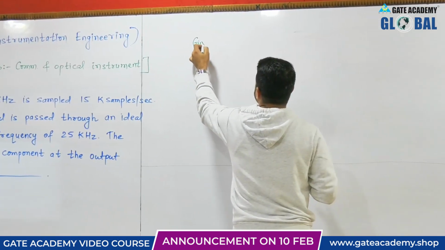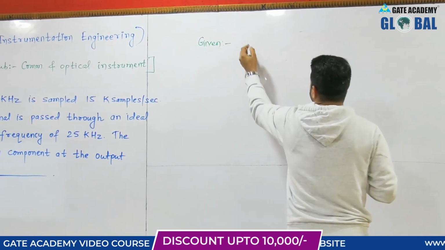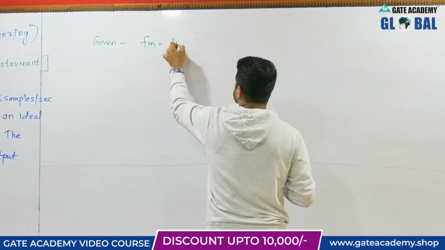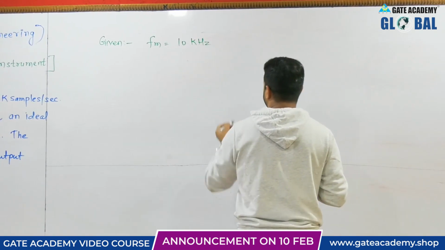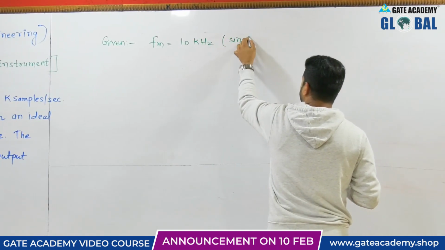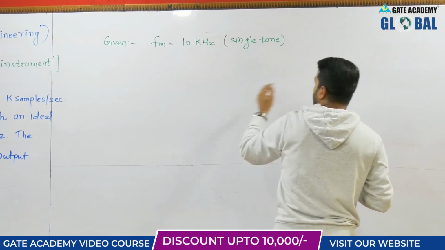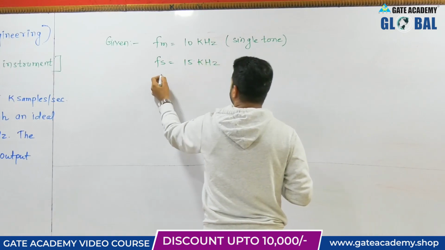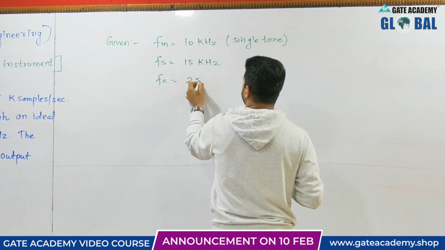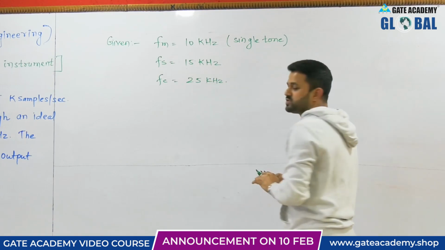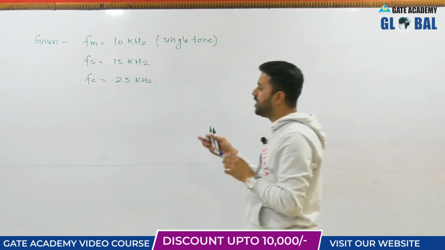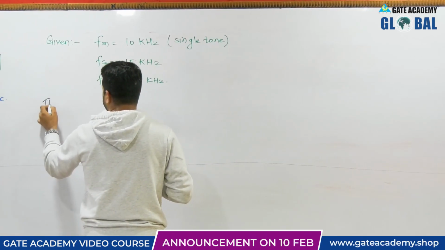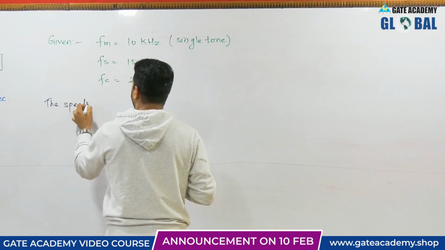In this question it is given that the message signal frequency, because it is a sinusoid, is 10 kHz, and because only one frequency component is present, we can say that this is a single tone signal. The sampling frequency is 15 kHz and the cutoff frequency for low pass filter is 25 kHz. So the frequency component that is present at the output of low pass filter can be calculated by the spectrum.